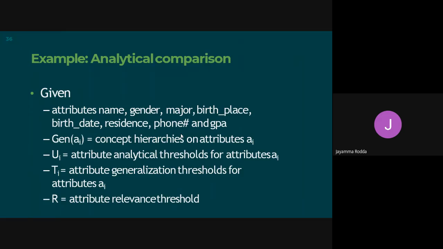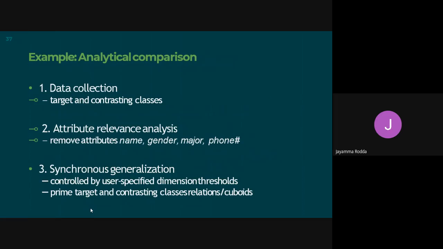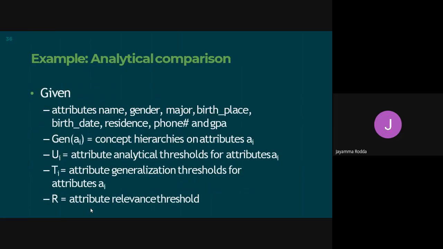Okay, so here, AI stands for concept hierarchies on attribute. Number of attributes are there. What are the concept hierarchies that are involved on attribute AI? UI is nothing but the attribute analytical threshold. For this particular attribute, what is the analytical threshold we are giving? TI stands for the attribute generalization threshold, whereas R stands for the attribute relevance threshold. Okay, so keep this in mind. We'll come back to this later.